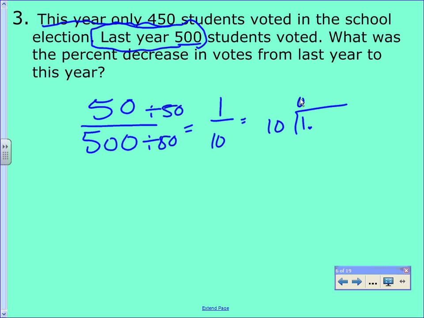This is going to be pretty easy. 10 goes into 10 one time. Minus 10 is 0. So I take that 0.1. I move that decimal over 2 places. A 0 goes in this hole. This 0 we don't need. So the answer is 10%.